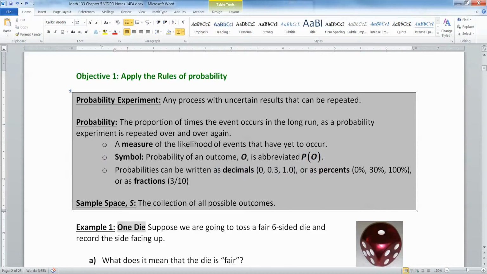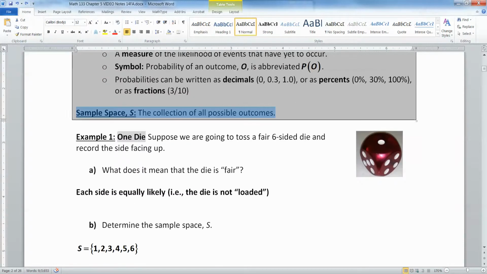All right, and then the sample space is the collection of all possible outcomes. So let's see an example here. We have a fair six-sided die. I have this rather large die in my house. And we are going to record the side that faces up, which is a pretty typical thing. You roll the die, and whatever side is facing up, like in this case it was a 1, that's what you're recording. So to say that it's a fair die, what does that mean?